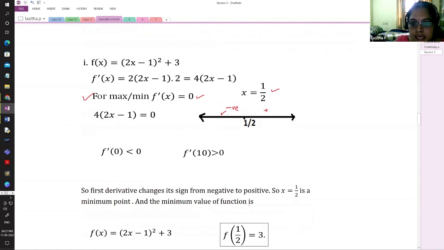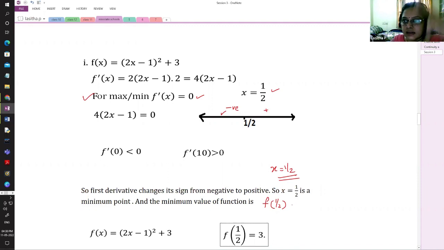What is the minimum value of the function? It is always f of 1/2. There also sometimes children will stop the answer there. Once they find out x equal to 1/2 is the point, they will stop. What is the maximum value? What is the minimum value? They will not find out. So that also we need to insist.